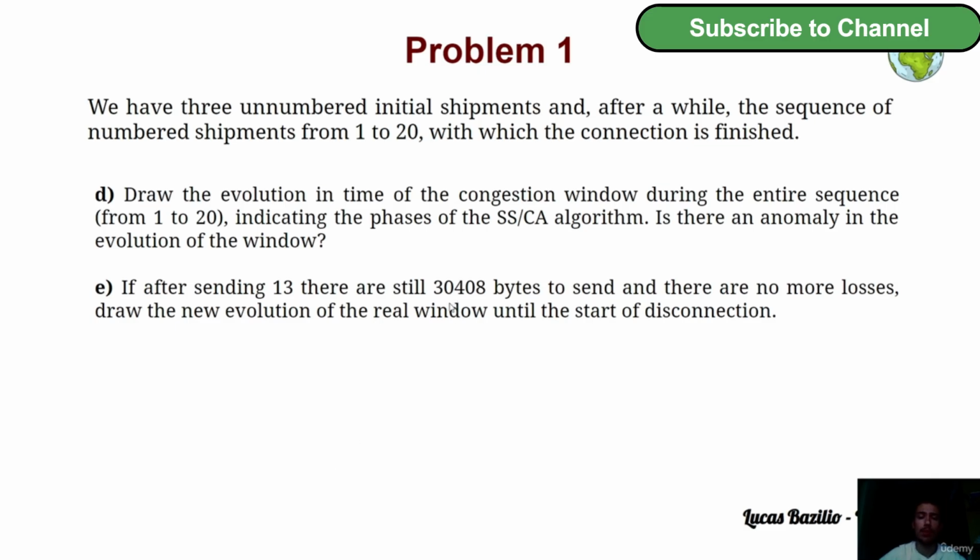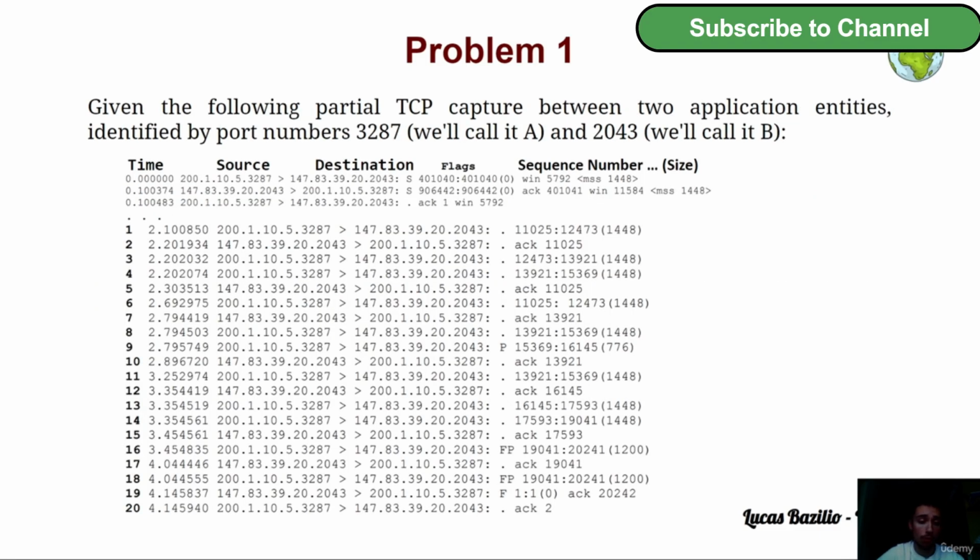So if we have 30,408 bytes, and we know from the TCP dump capture that the maximum segment size is this one, 1,448. This is the value of the maximum segment size, as we can see here in this capture. Whenever we have a TCP establishment, as in the first 3 packets of the 3-way handshake, this MSS specifies the maximum segment size.